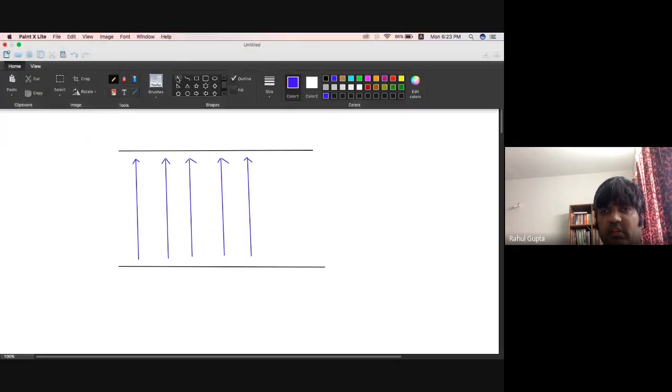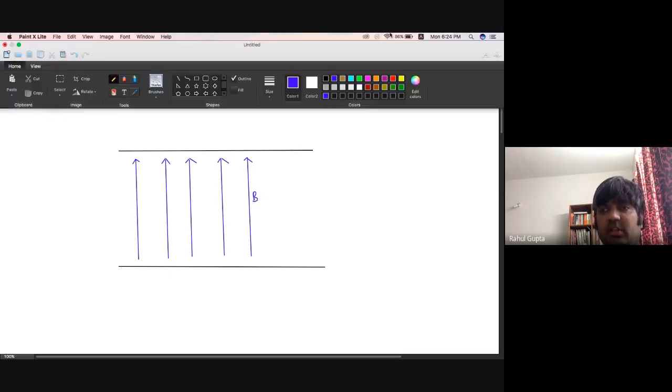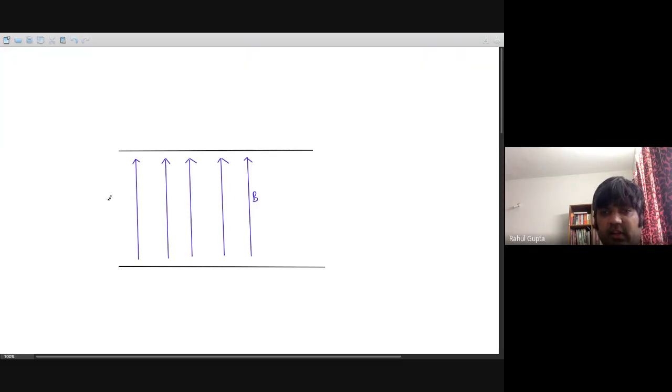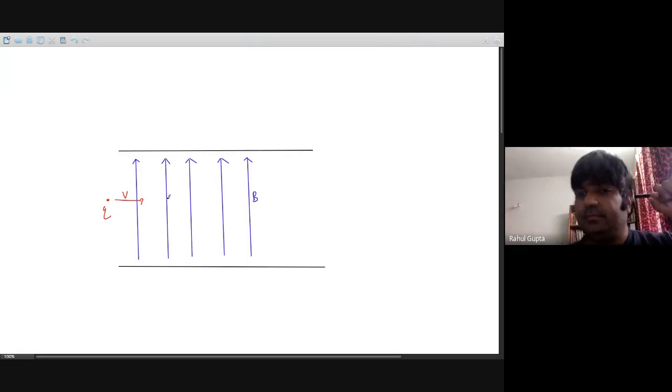And my moving charge is, so this is B. My moving charge I will draw in red. Q is entering here with a velocity V. So first of all, you guys tell me what will be the direction of force for this. Out of the plane. Awesome. Out of the plane.